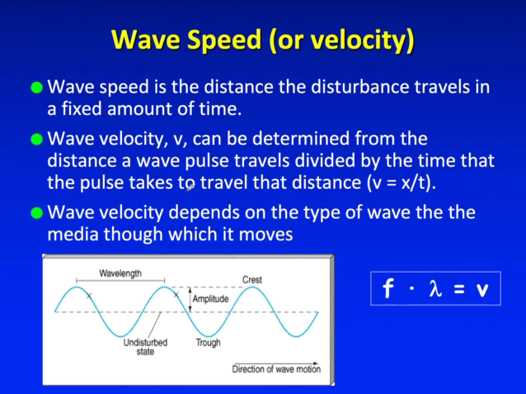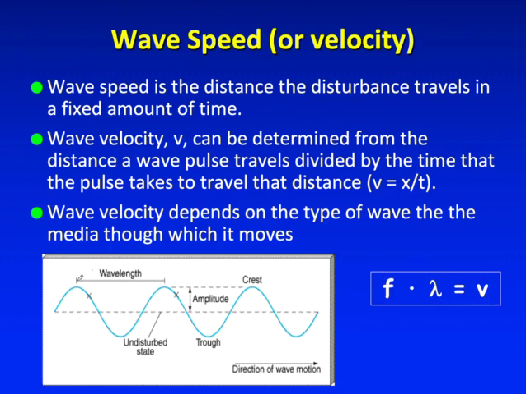Okay, moving on. Wave speed or velocity. The more general equation is the wave speed equation. Most of you learned this back in chemistry, where f stands for frequency. This is the Greek letter lambda, it stands for wavelength. And v is the velocity in meters per second.